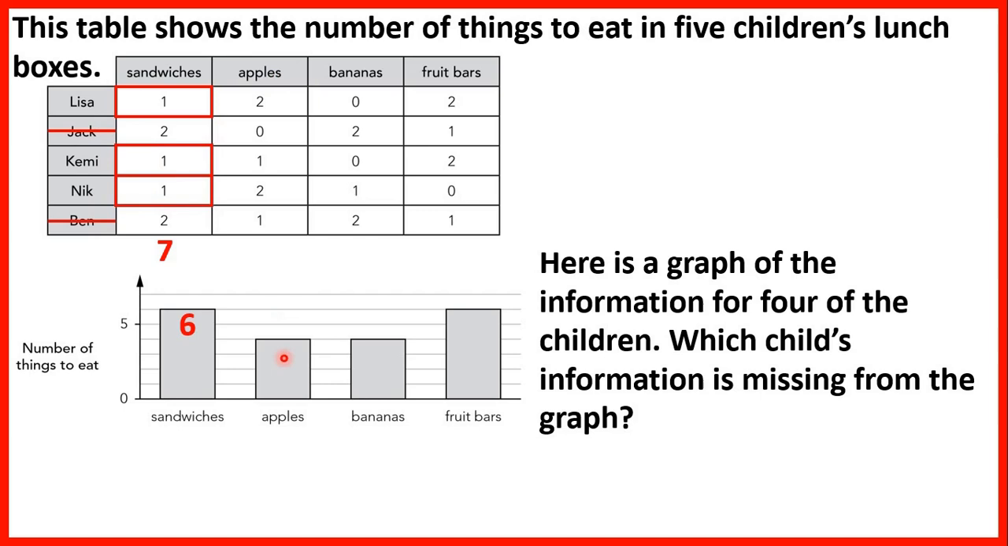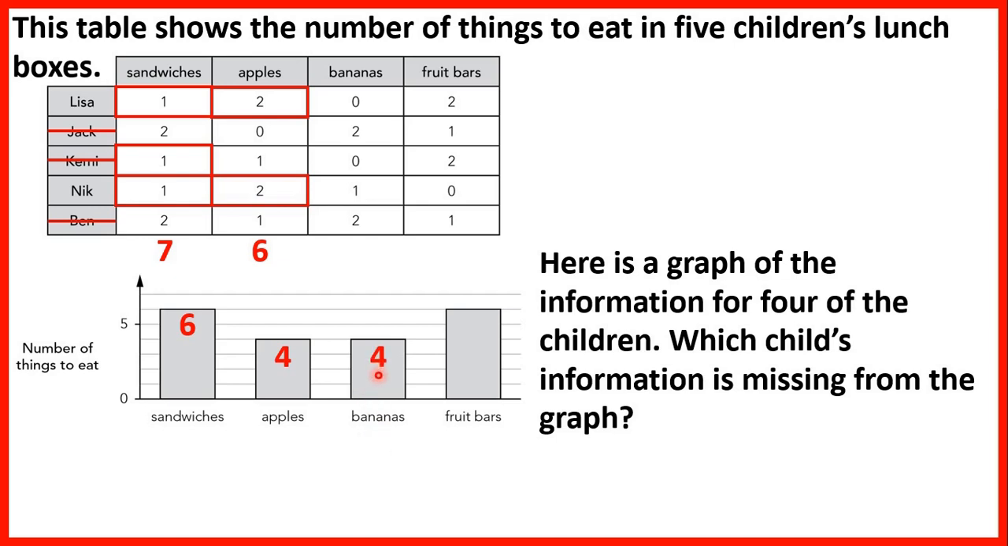Now let's look at apples. We have 4 apples on our bar chart, but 2 plus 0 plus 1 plus 2 plus 1 is 6. So there are 2 fewer apples on the bar chart than there should be. So that means either Lisa or Nick have their information missing from the bar chart, so we can cross off Kenny. Now let's look at bananas.